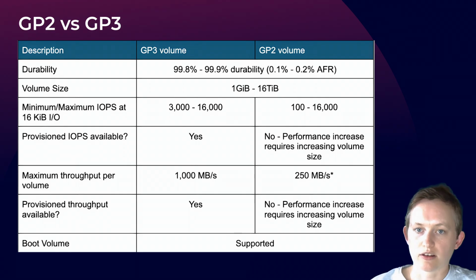And the throughput limit of your GP2 volume, this is between 128 to 250 megabytes, and that throughput is going to depend again on the volume size. Again, with GP2 volumes, its performance is completely tied to its size.